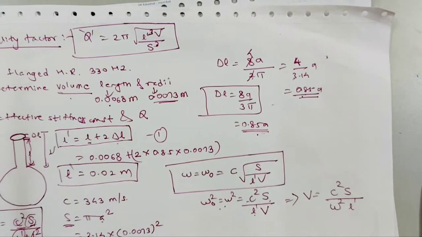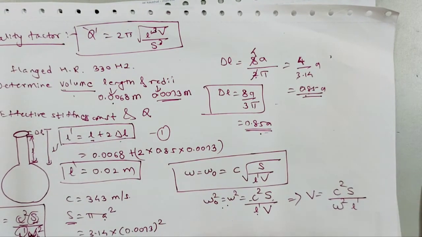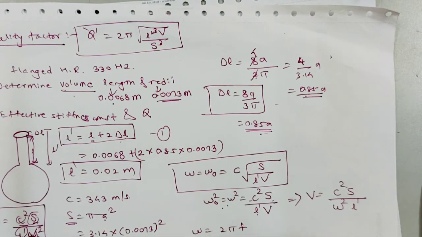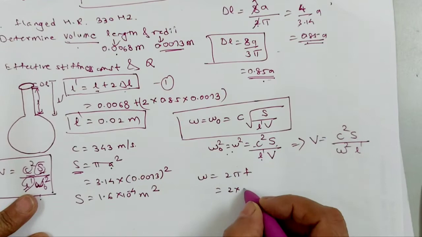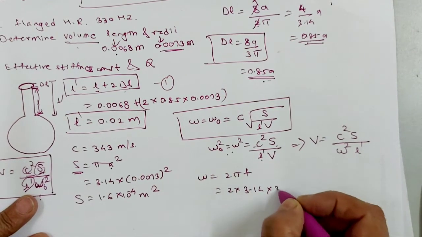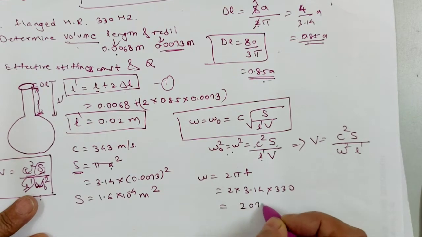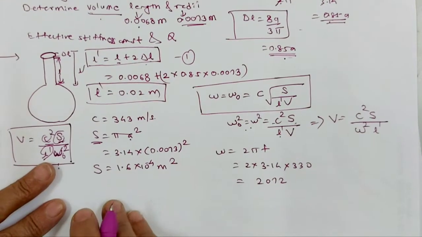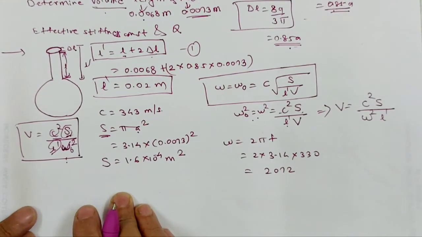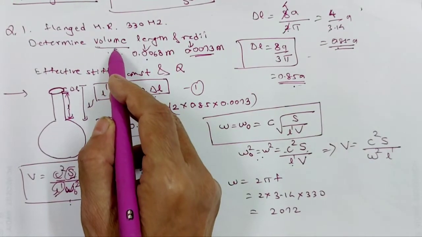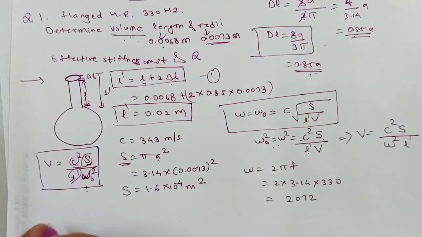Fine. Now, what is my omega 0 or omega? Omega is basically 2 pi f. Is frequency given to you? Yes. The frequency given to you is 330 Hertz. So use that. So the answer should be around 2072.